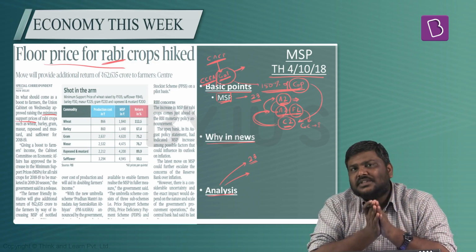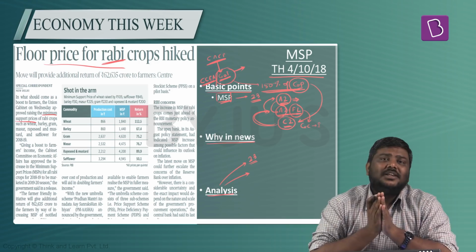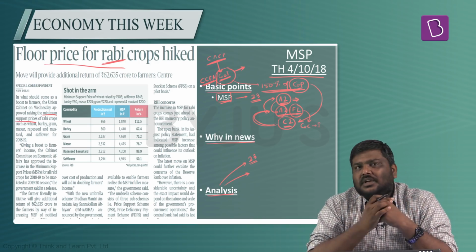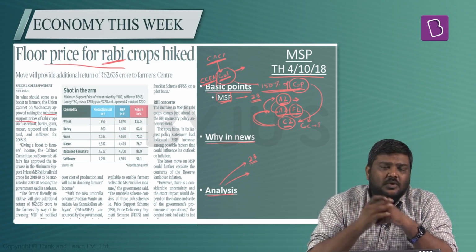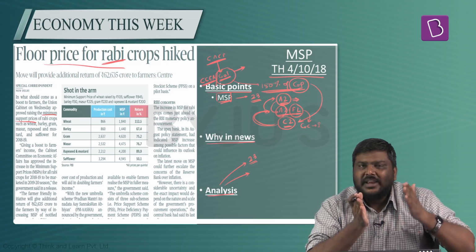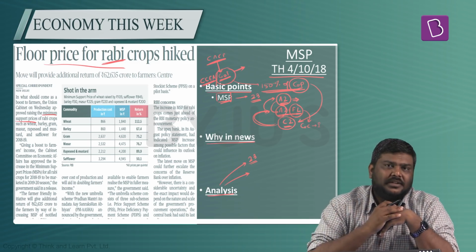Third, in many of the states, MSP is announced, procurement is also done, but the payment of MSP is delayed. So if you are a marginal farmer, you will basically say, I want the money right now. So what you will do, rather than selling it to FCI, you will make your own arrangements and sell it in the open market.